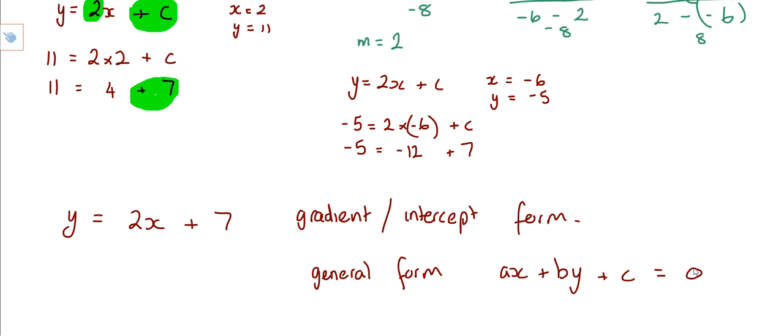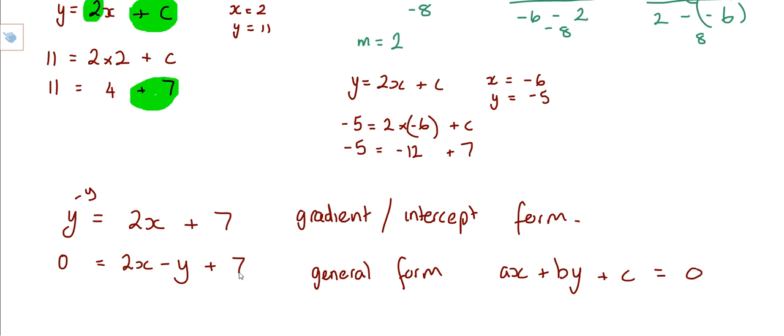So how do we get that then? We just rearrange. Now the easiest thing to do is to minus y from both sides. So I've got 0 equals 2x minus y plus 7. Done. It's a little bit more tricky if I've got fractions in there.